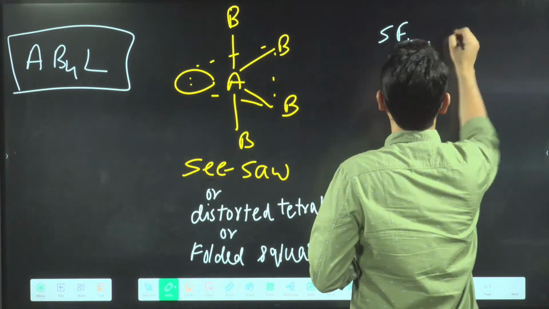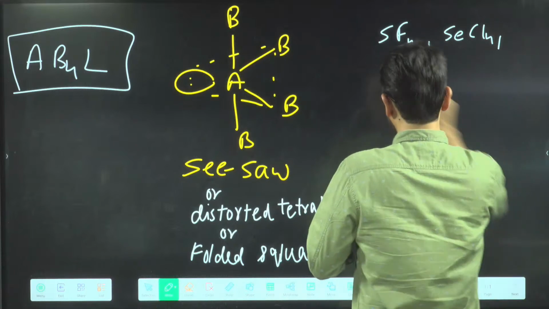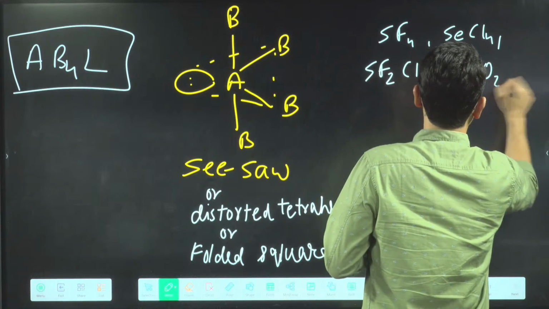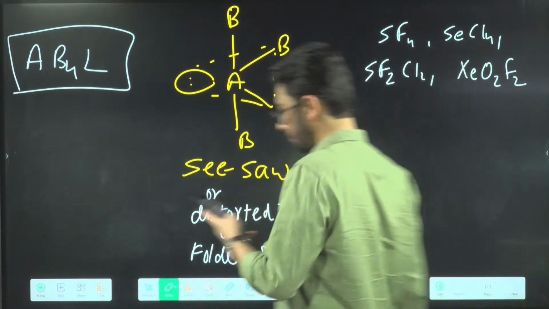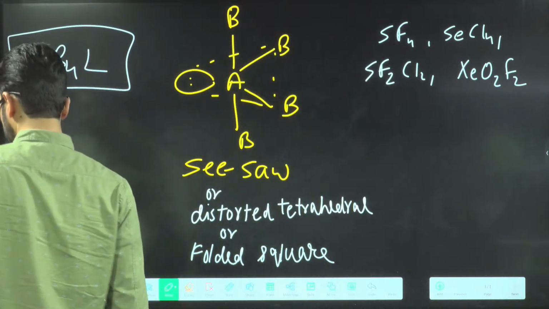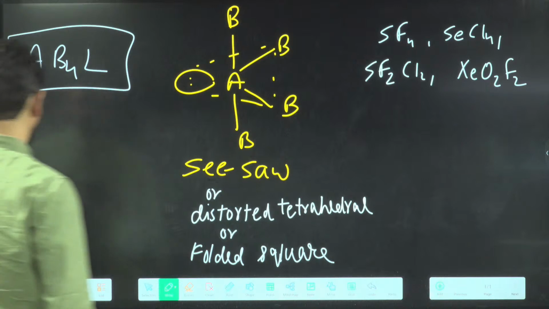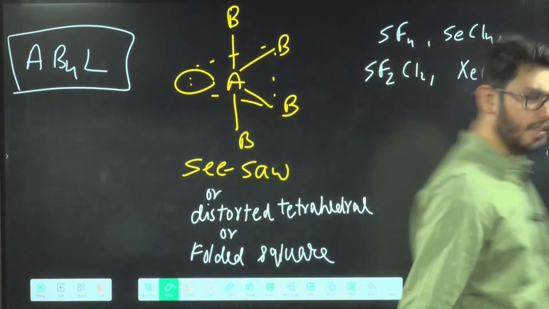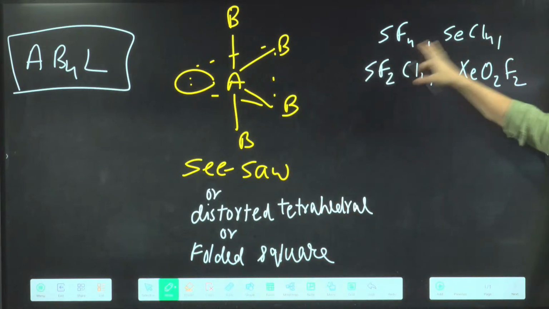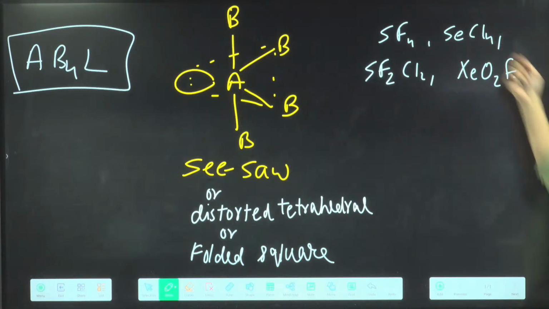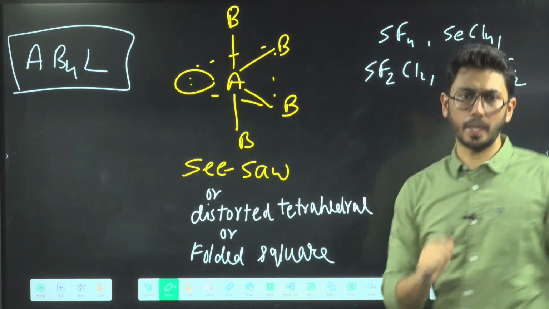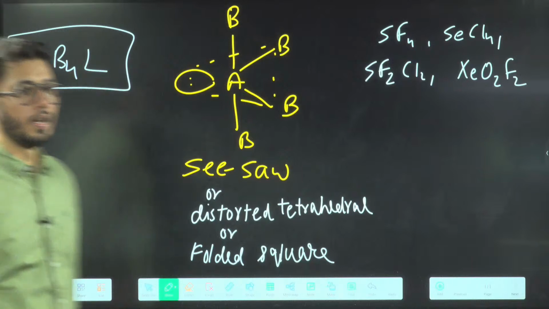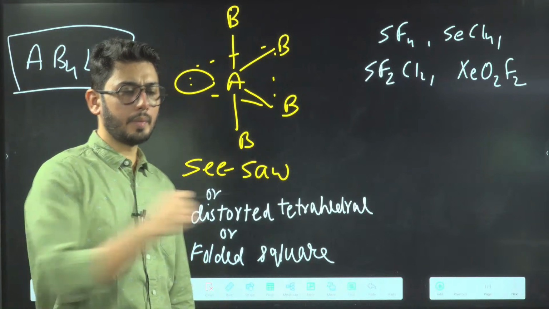One is SF4, SeCl4, SF2Cl2, XeO2F2. These are the examples you can add in NCERT. SF4 is given, SeCl4 is possible. These are all which type? AB4L type structure, in which the central atom has one lone pair and 4 bond pairs. Getting it?